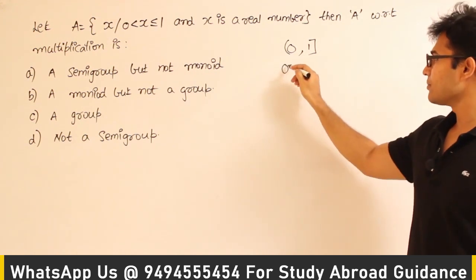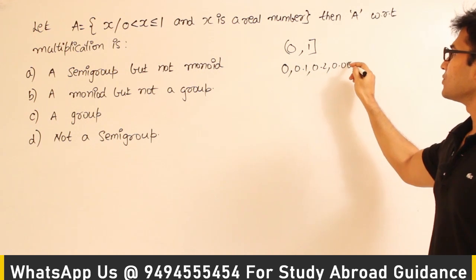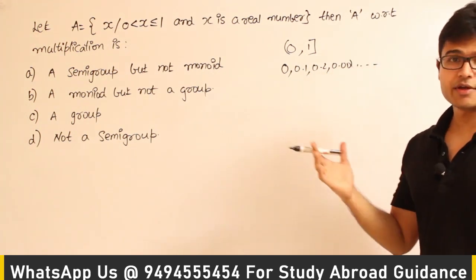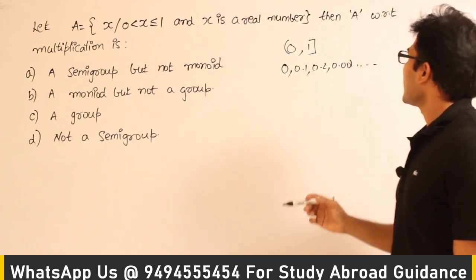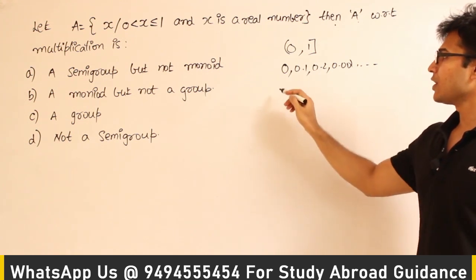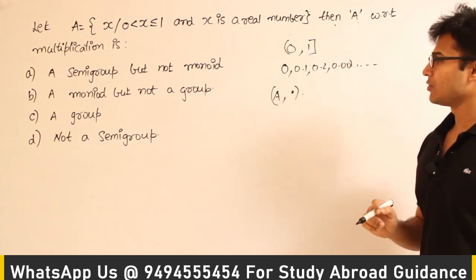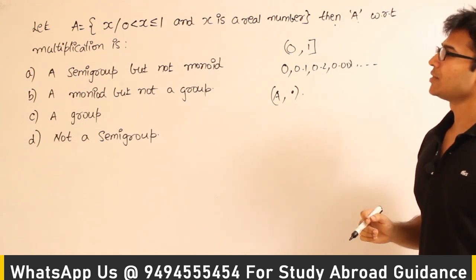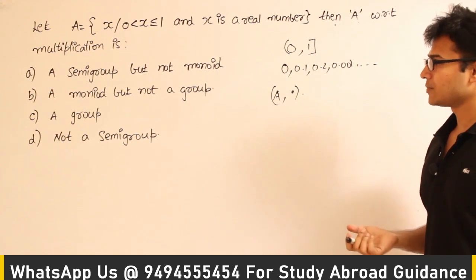So it will contain numbers like 0.1, 0.2, 0.001, something like this. All these infinite numbers are present, right? So that is what A is. Then A with respect to multiplication, so they are talking about A and multiplication. What can you say about it? They are saying it is a semigroup but not a monoid, a monoid but not a group, not a semigroup.